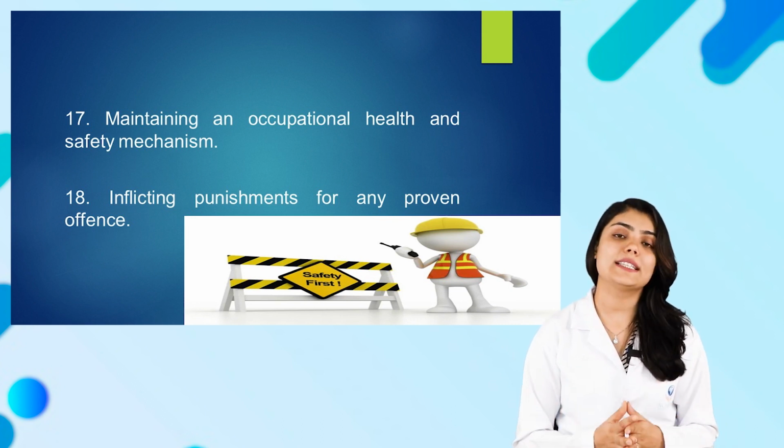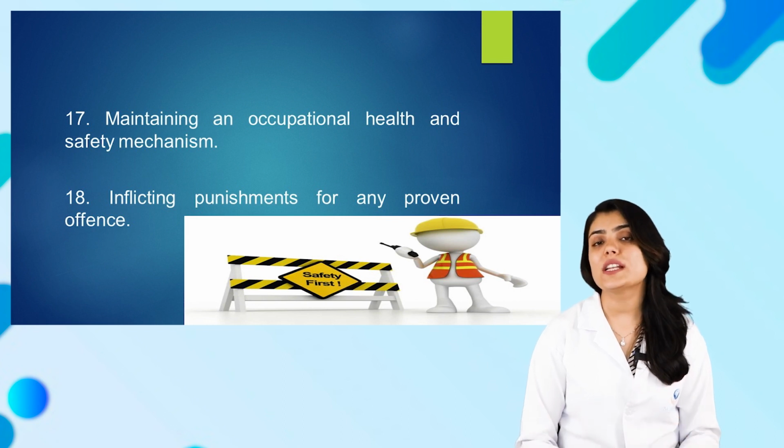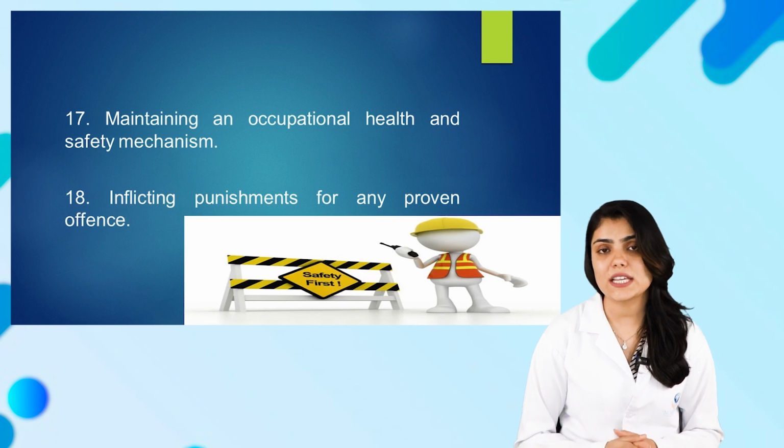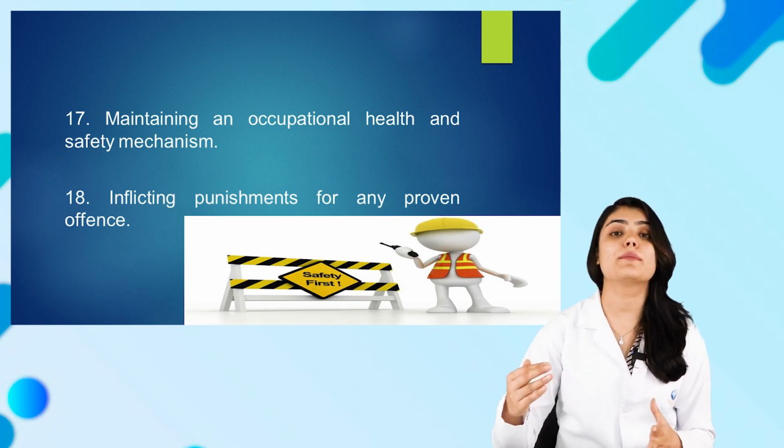The next function of human resource management is maintaining occupational health and safety mechanisms. In any organization, occupational hazards may occur. Therefore, a proper occupational health and safety mechanism is required in each and every organization, and it is the function of HRM to see that it is established and maintained.